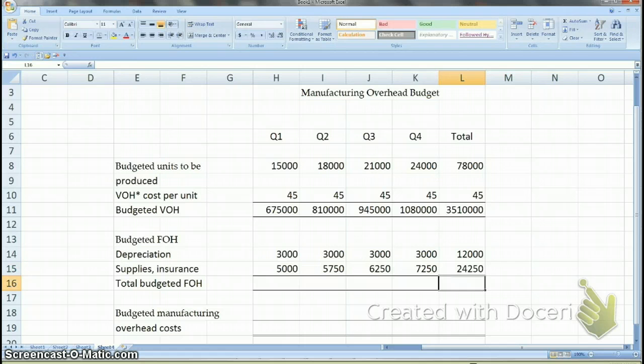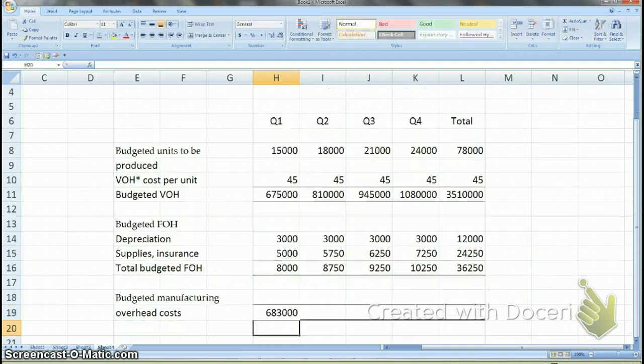The total budgeted fixed overhead is simply the sum of all your different fixed overhead. So you would add your depreciation 3,000 plus your supplies and insurance 5,000 to get a quarter 1 fixed overhead of 8,000, and you would do this for all the quarters. Finally, to calculate your total budgeted manufacturing overhead, you're just going to add up your variable overhead component plus your fixed overhead component for each quarter and total for the year.